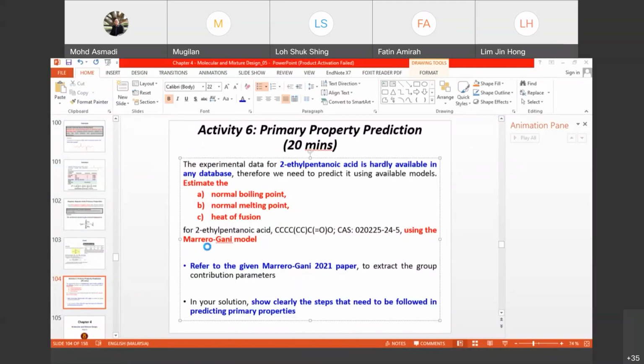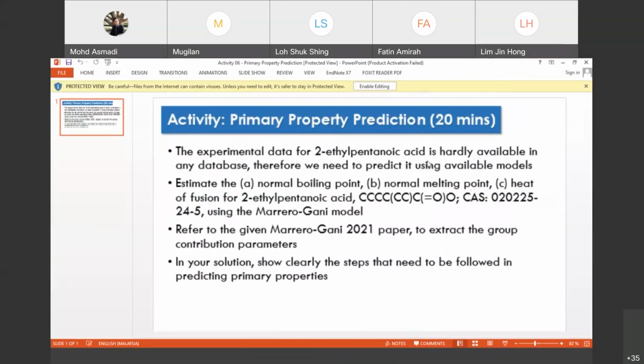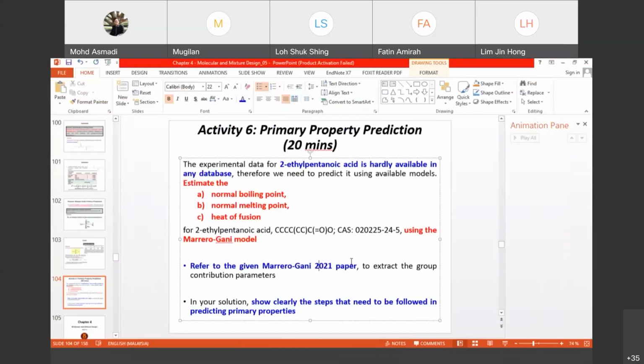Activity 6. In your solution, clearly show the steps that need to be followed in predicting the parameters. Meaning that for this one, 2021, I will confirm first. Okay, I think it's 2012.